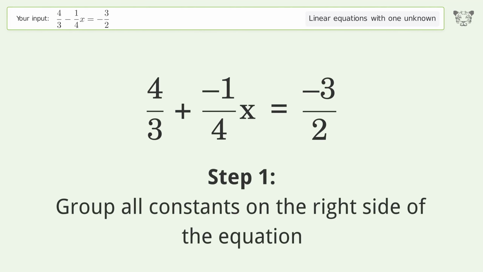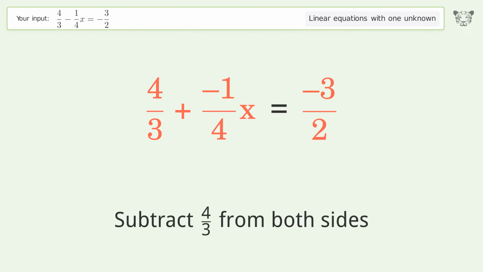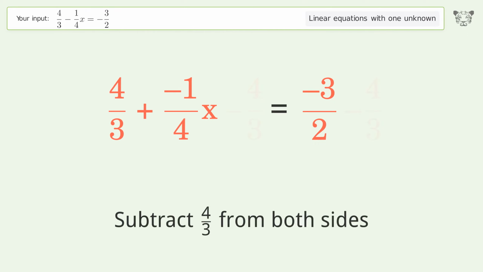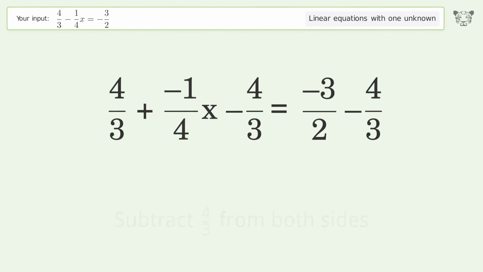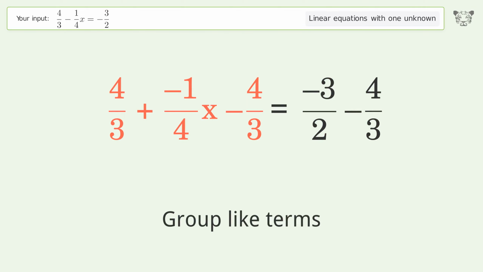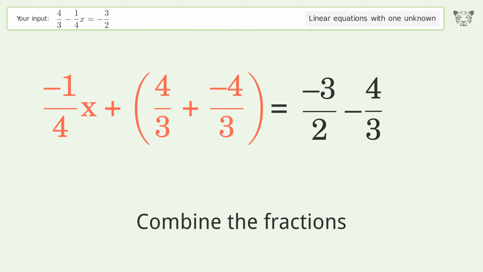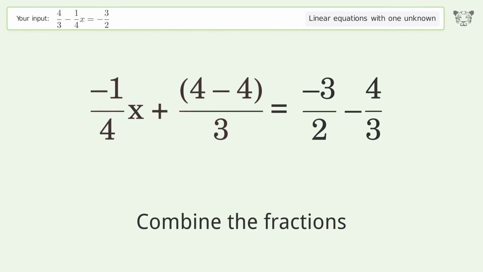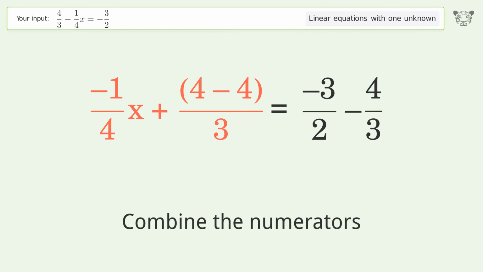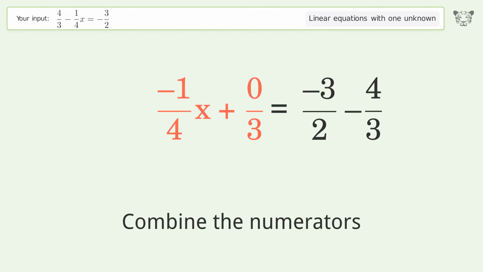Group all constants on the right side of the equation. Subtract 4/3 from both sides. Group like terms. Combine the fractions. Combine the numerators. Reduce the zero numerator.